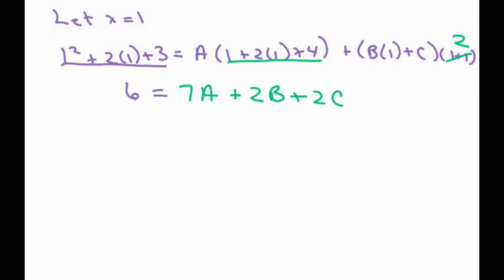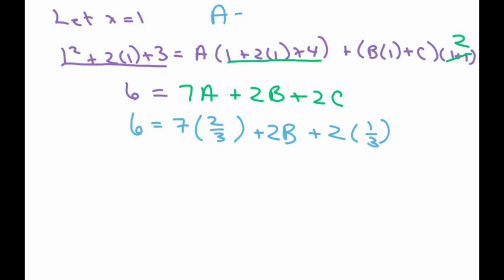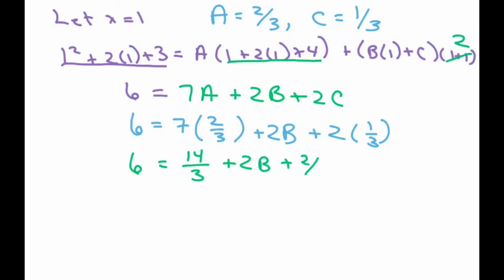Now, we already know our A and C, so we're going to plug that in. 6 equals 7, and plug in your A, which is 2/3, and plug in your C. So again, A was 2/3 and C was 1/3. So let's clean this up. You get 6 equals 14/3 plus 2B plus 2/3. And these two equal 16/3.